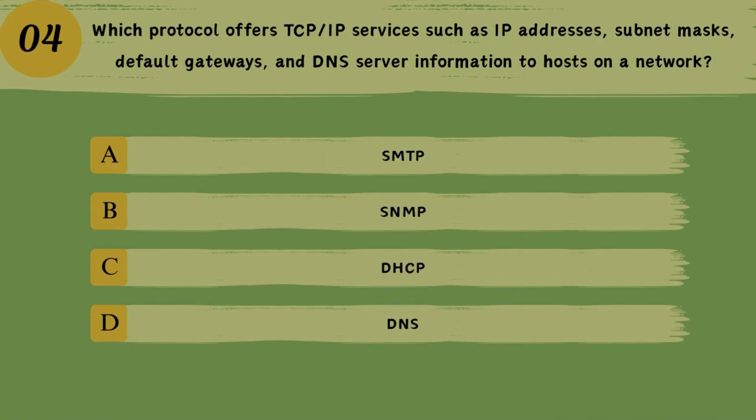Question 4. Which protocol offers TCP/IP services such as IP addresses, subnet masks, default gateways, and DNS server information to hosts on a network? A. SMTP. B. SNMP. C. DHCP. D. DNS. Correct answer. C. DHCP.